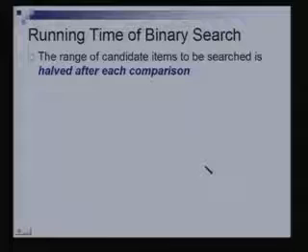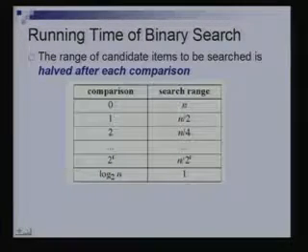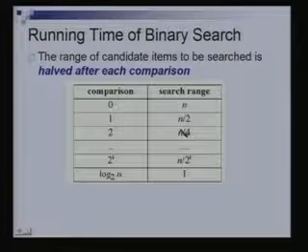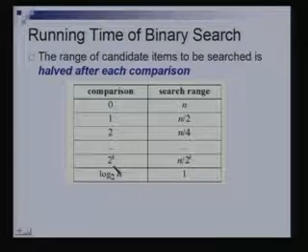Exactly, the size of the problem is halved at every step. So, the range of the items that we have to search in is halved after each comparison, right. If initially the range of the elements in which I am searching for my key is n, then after the first comparison it goes down to n by 2. After the second comparison, the range goes down to n by 4, and so on and on, right.